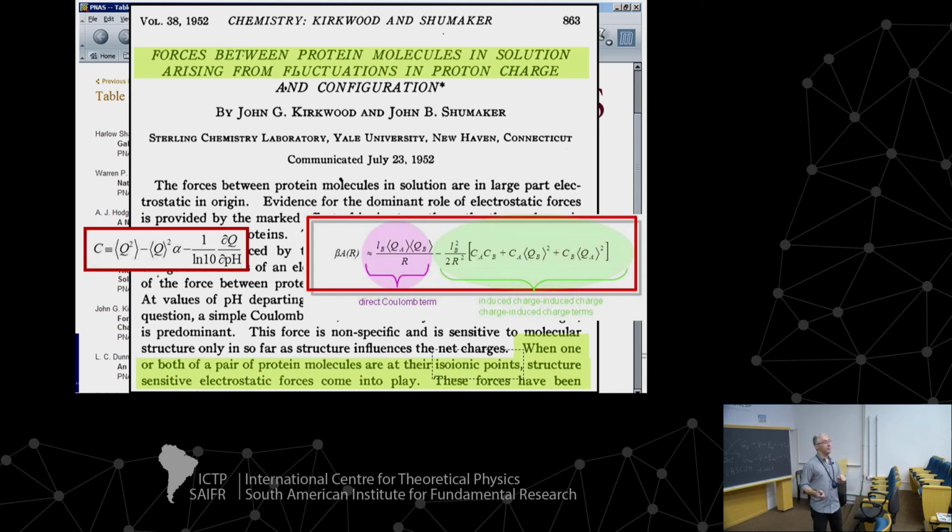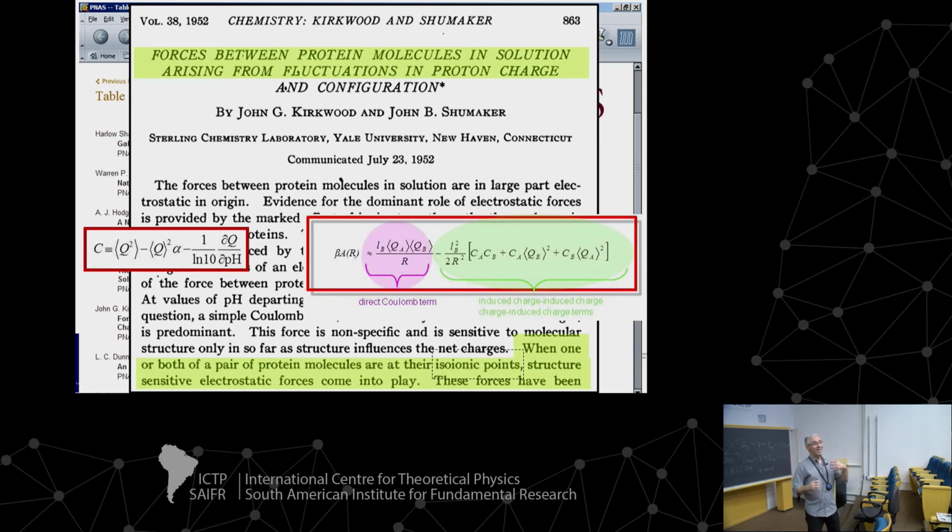Other things that you can see from here. Just imagine that I have a protein at the isoelectric point. So let's call my protein here A. If my protein is at the isoelectric point, the net charge is 0. So the QA here is going to be 0. This term is going to be 0. This term is going to vanish as well. But I'm all the time left with this contribution.